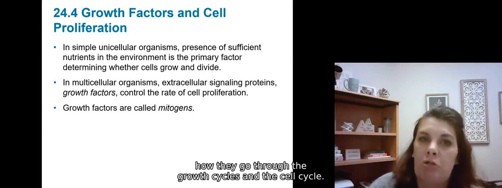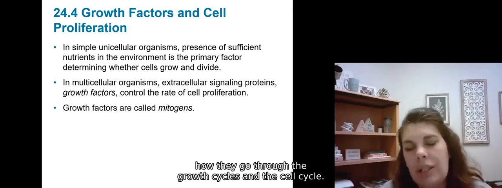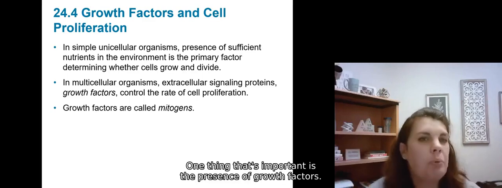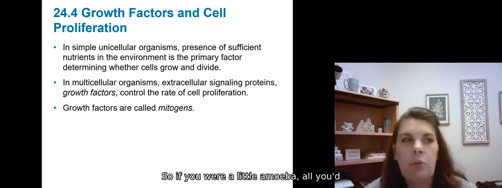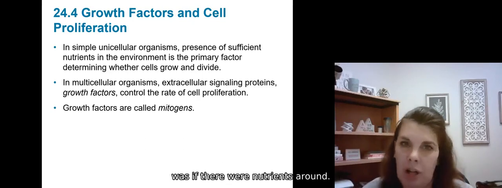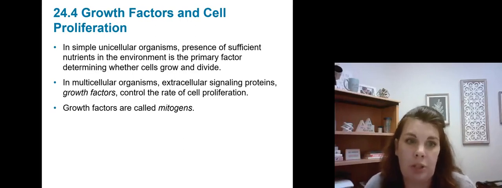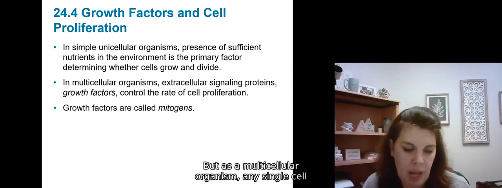So we've been talking about how cells grow, how they go through the growth cycles in the cell cycle. One thing that's important is the presence of growth factors. If you were a little amoeba, all you'd have to worry about to know if it was okay to grow was if there were nutrients around. You've got enough food, you've got enough energy, so it's safe to grow.